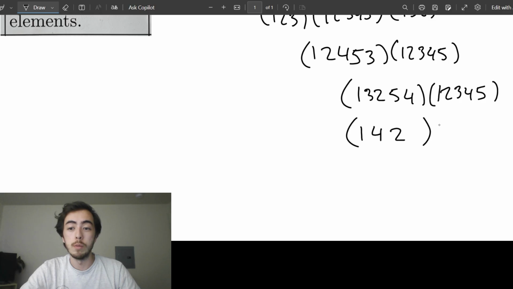And then we should double check that 3 and 5 don't do anything. So 3 goes to 2, and 2 goes back to 3. That's good. And then 5 goes to 4, which then goes back to 5.